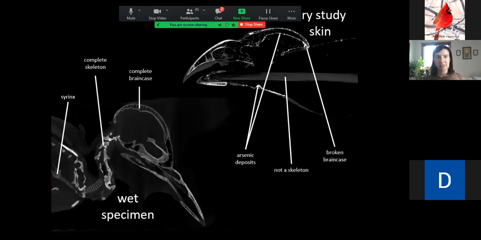So with a wet specimen, you can see there's the complete brain case. You can even kind of start to see that shape of the brain. Complete skeleton, you can even see the voice box, the syrinx. In a dry study skin, well, to make those, we take the skeleton out. So there's no skeleton. We actually have to cut into the brain case to remove the brain so that everything can dry out well. And in some of the really old ones, you end up with arsenic deposits, and because they're dense, they also show up on the CT scan along with bones.